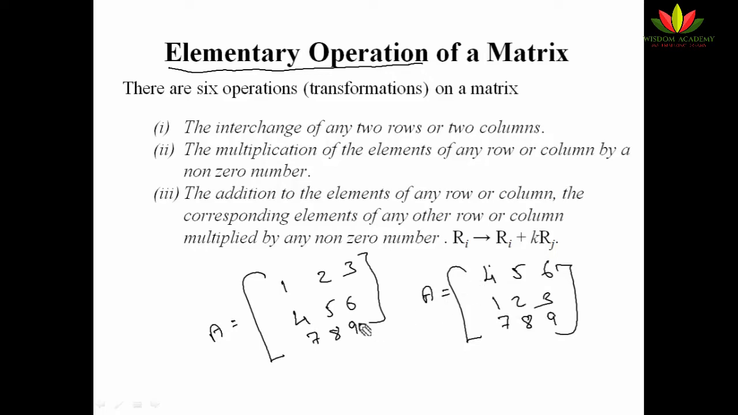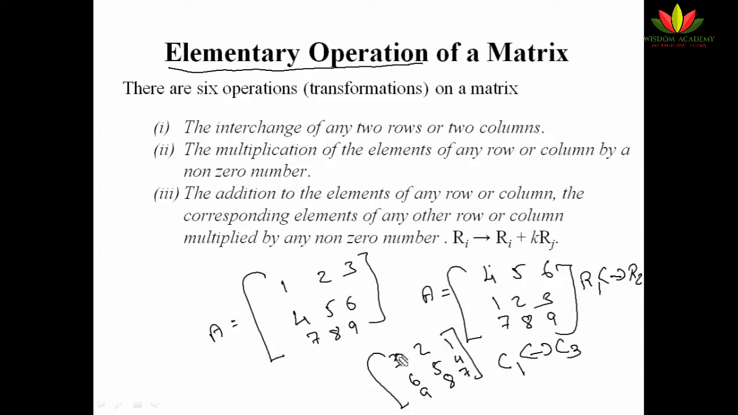The same way I can even interchange the columns. I am interchanging the first column and last column. If I do this, I will write it like this: now I interchanged R1 with R2, right? My R1 and R2 are exchanged, so I will write it like this. Similarly, if I interchange the columns, I will write C1 is interchanged with C3, so 3 will come here and the first column will go there. So this is the first important elementary operation that you need to know.